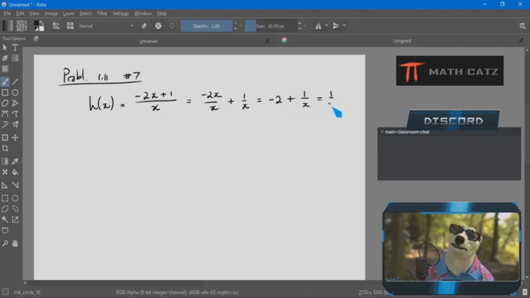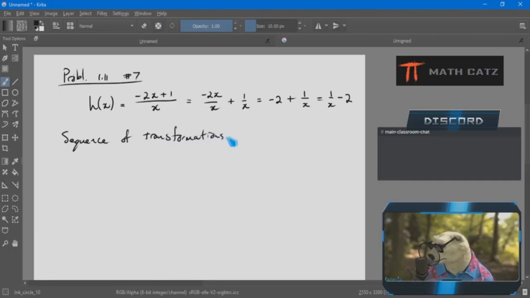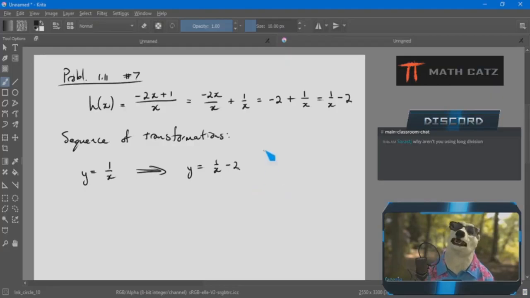Or I can even write it in the very clear form. And then I see, wow, actually there was only one transformation. Wow. That did not look like it in its original form at all. I'll start with y equals 1 over x, and I'll go to y equals 1 over x minus 2. Super simple. I'm not using long division because I don't need to.